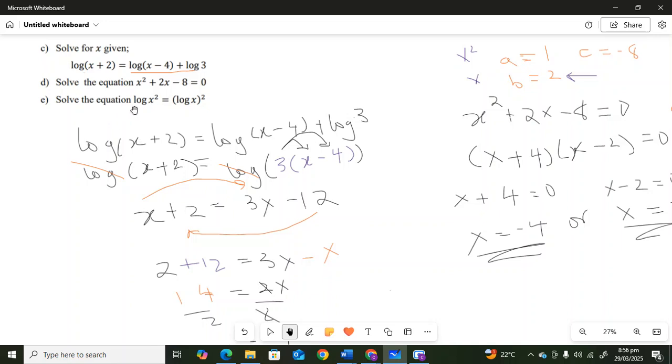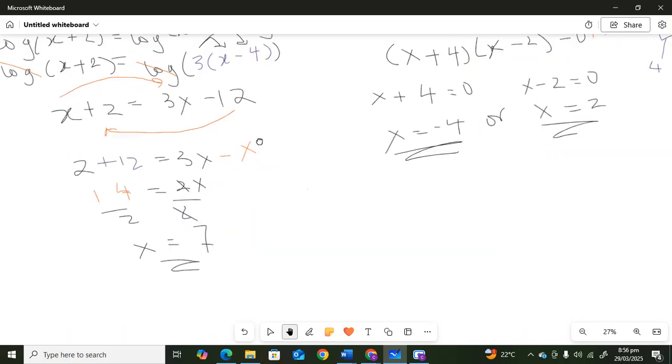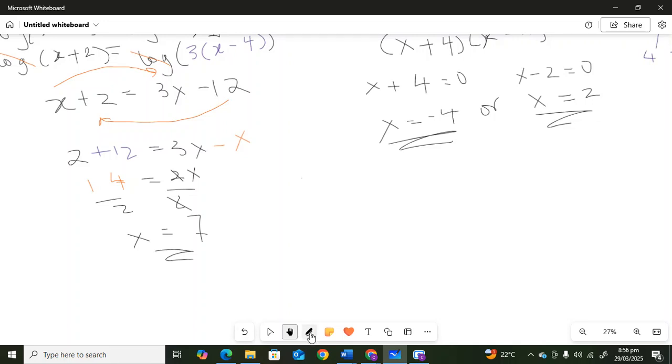Solve the equation log x squared equals (log x) squared. So we have to find the value of x basically. Log x squared equals log x, squared. Okay, we have to find the value of x.